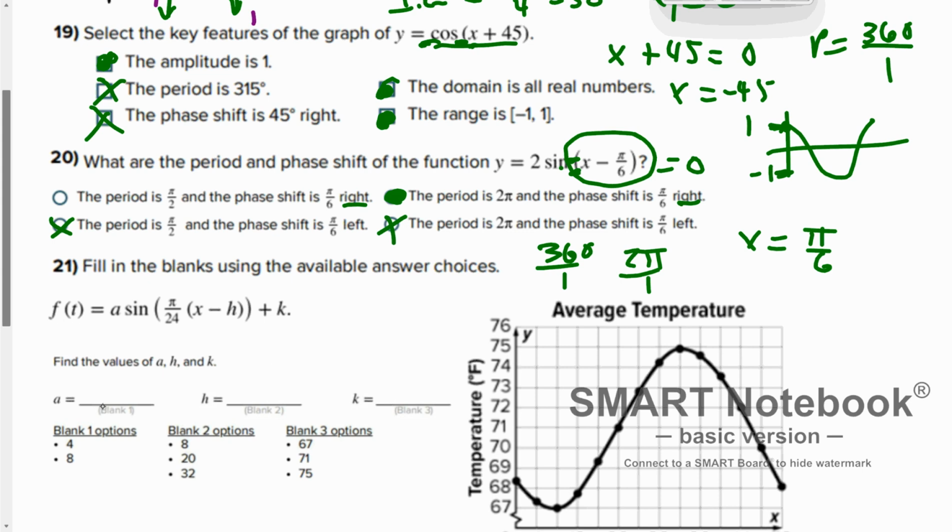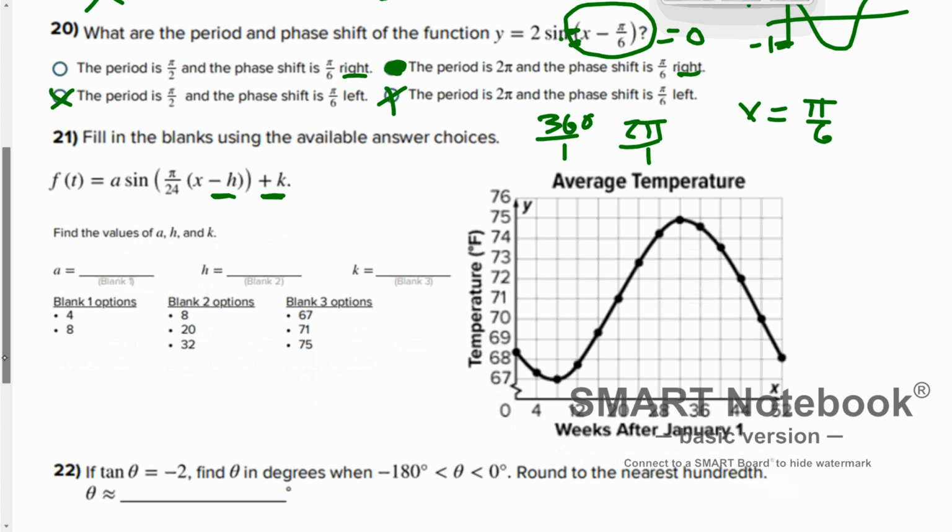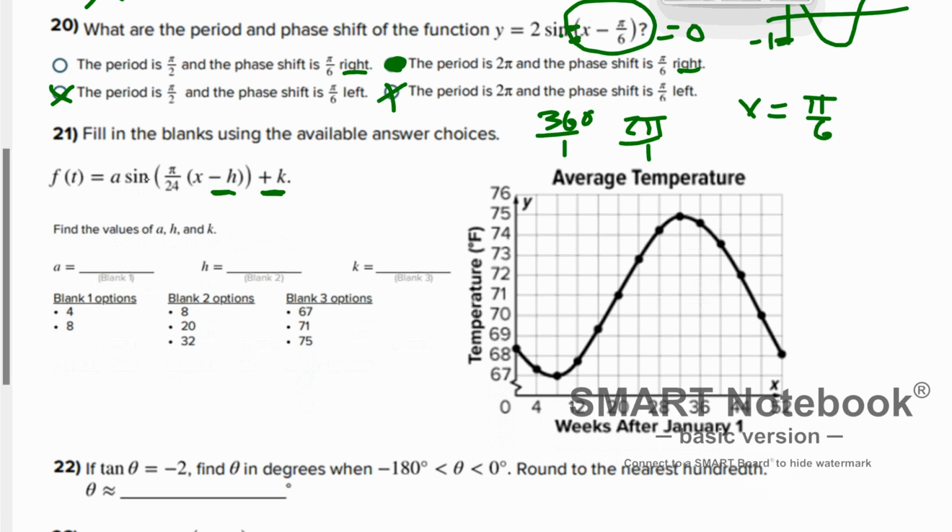We want to fill in the blank. We want to find our a and our h and our k. So our k is what's being added to the function. Our h is what's being subtracted on the inside. And then our a is our amplitude, right? So they kind of already found our b for us, so that's nice of them to do that.